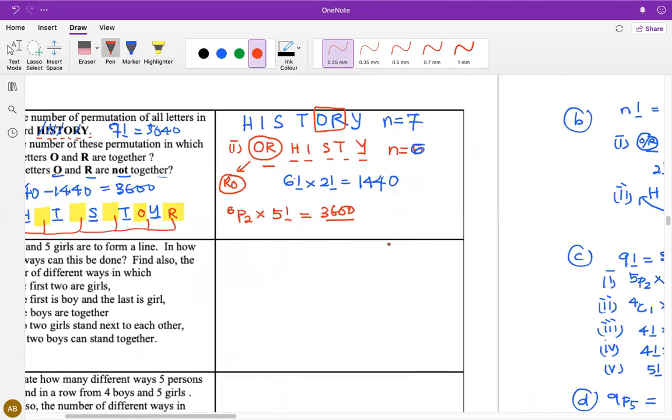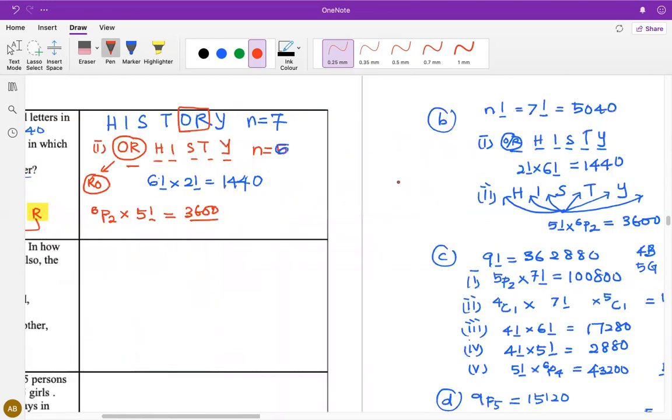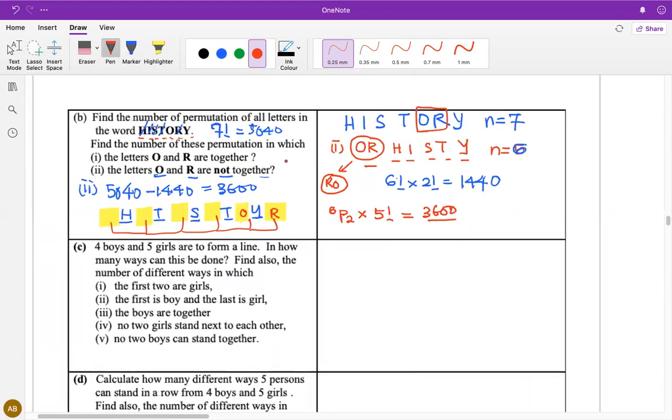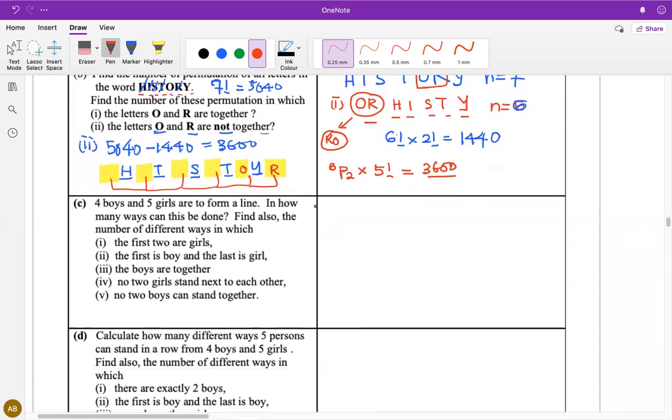Okay, besides that, we can also use this formula, right? So there are two ways, okay? So the first way, 5040, the total permutation without any condition, minus the case where O and R are together. Then you get O and R not together, okay? Or you can use this method to find out O and R not together.